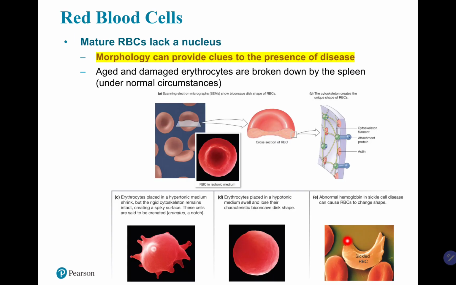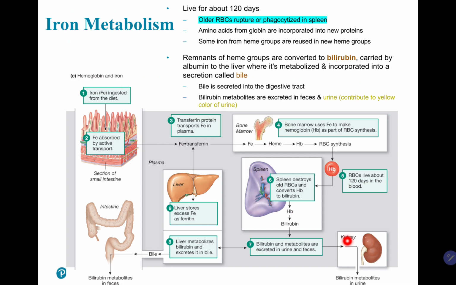Red blood cells, right? So specifically mature red blood cells lack a nucleus. And remember the morphology of these red blood cells, right? The morphology can provide clues to the presence of a disease, okay? Aged and damaged erythrocytes are gonna be broken down by the spleen, right? Under normal conditions, old and damaged red blood cells are gonna go to the spleen to be recycled, okay? Again, they're gonna be phagocytized by the spleen, okay? This spleen right there.